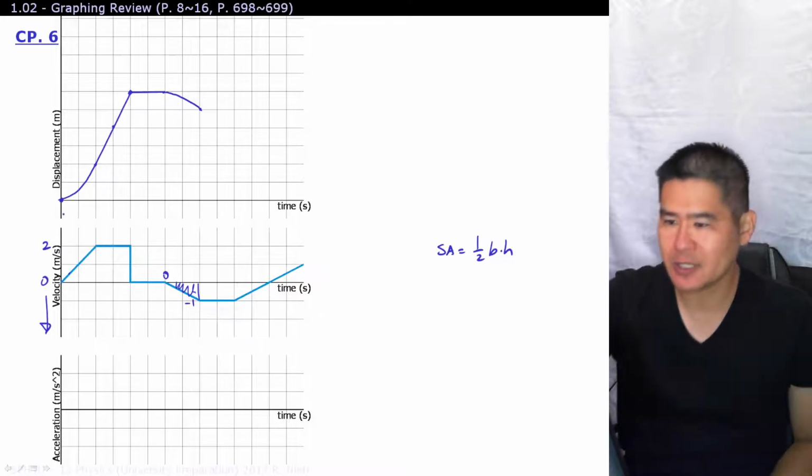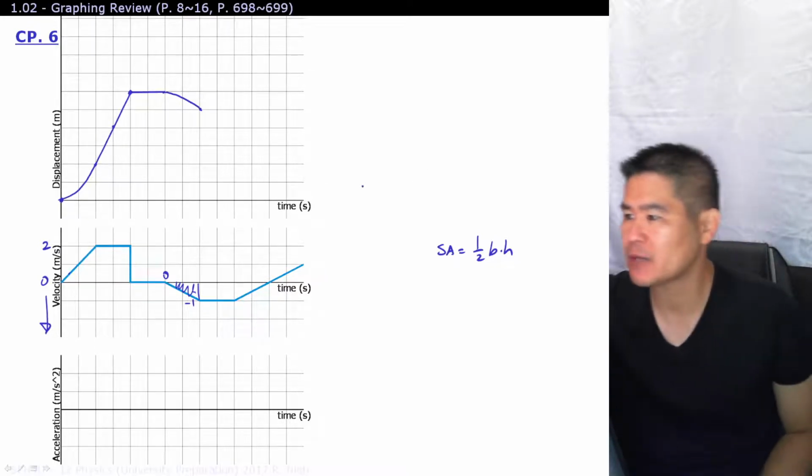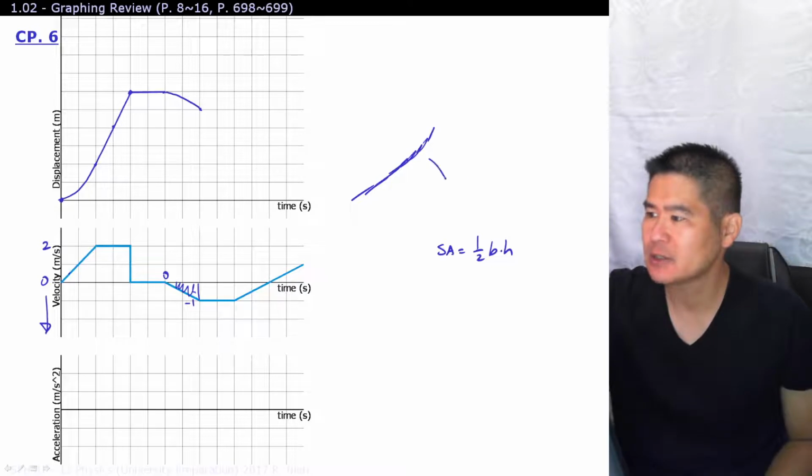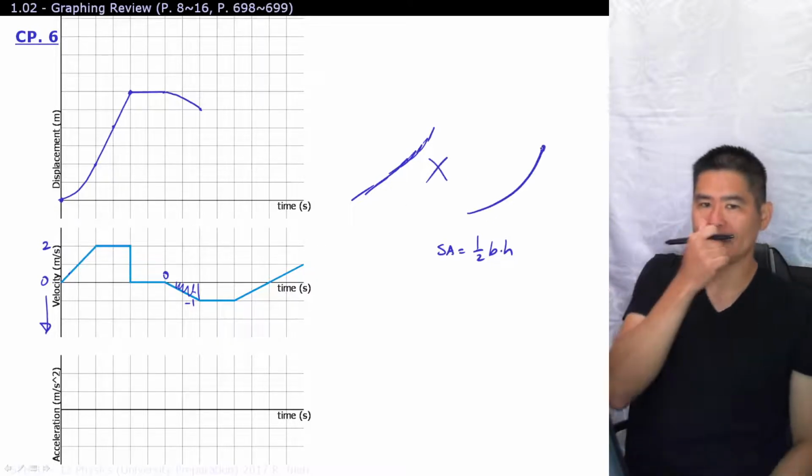And please don't slash. So for example, on my displacement time graph, don't go off doing something like this. That's a big no-no. Confidently draw that curve.